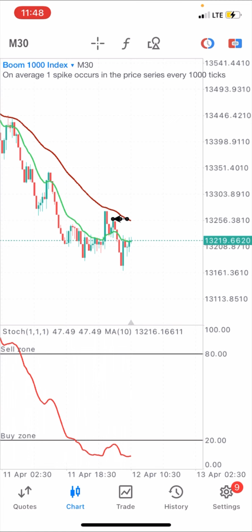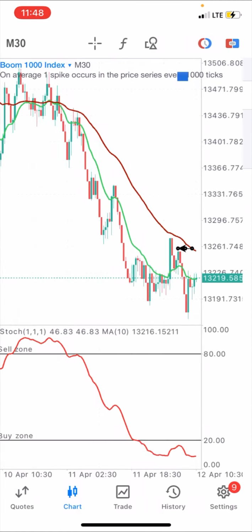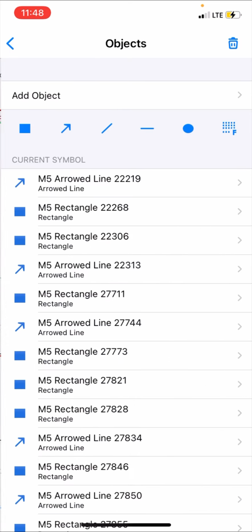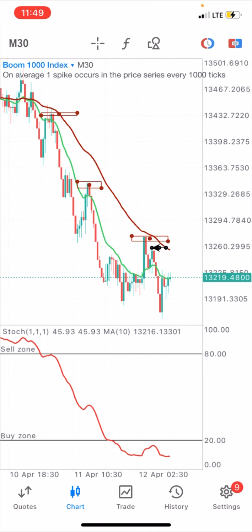All right, as long as it continues to respect those two moving averages, just like what happens here, here, and here. Whenever it gets to that moving average, it keeps dropping. It doesn't break out, it keeps going down. That means the market is in a downtrend.